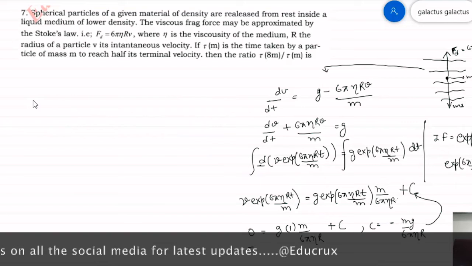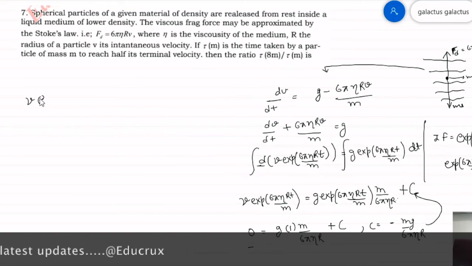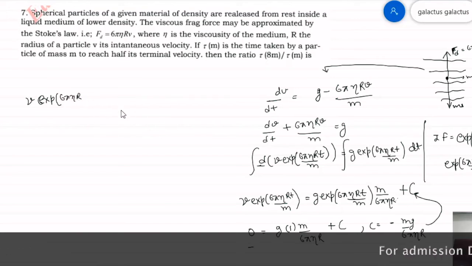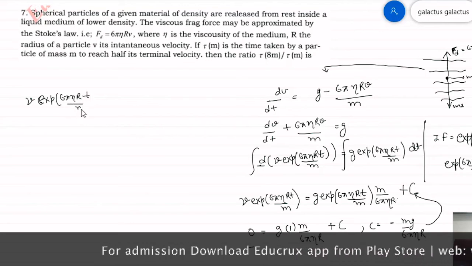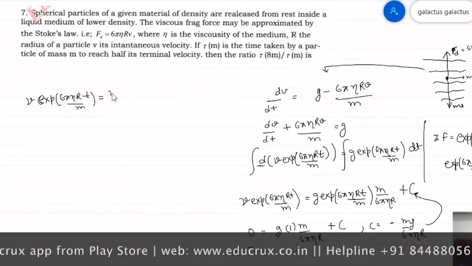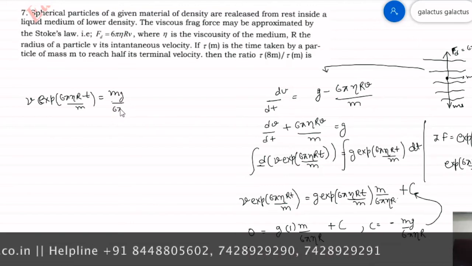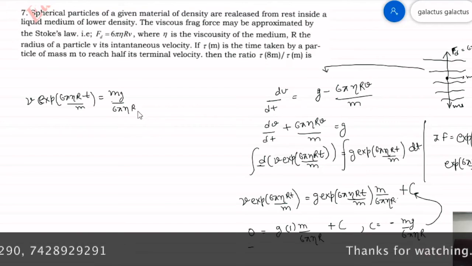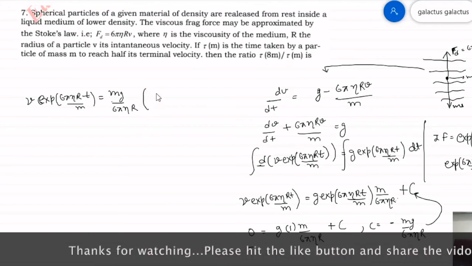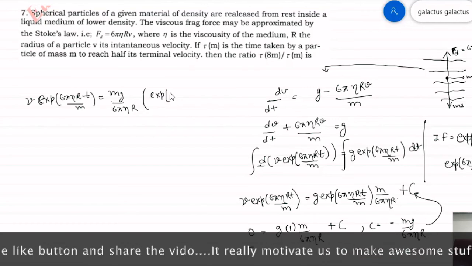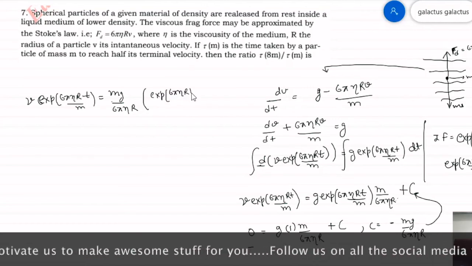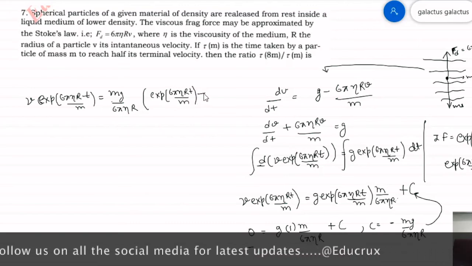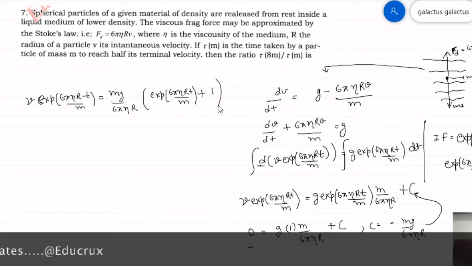I'll get v into exponential 6 pi eta r t by m is equal to mg upon 6 pi eta r, exponential 6 pi eta r t by m plus 1 or minus 1.